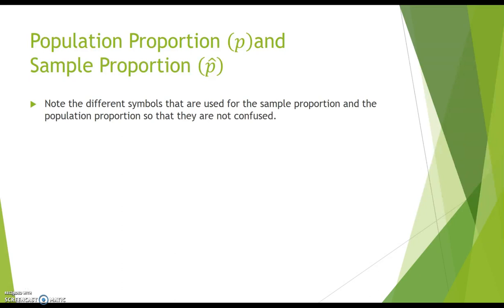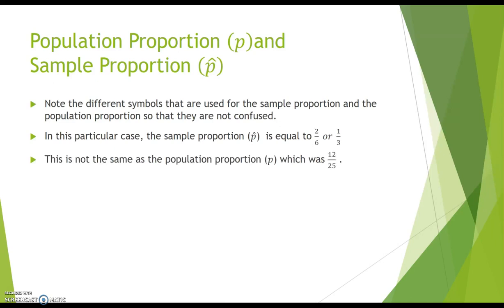Note the different symbols that are used for the sample proportion and the population proportion, so that in future you don't get them confused. Remember, the population proportion is P and the sample proportion is P hat. In this particular case, P hat, the sample proportion, is equal to 2/6 or 1/3.